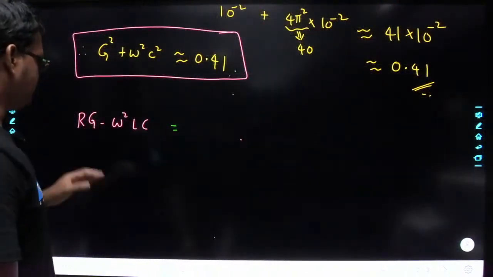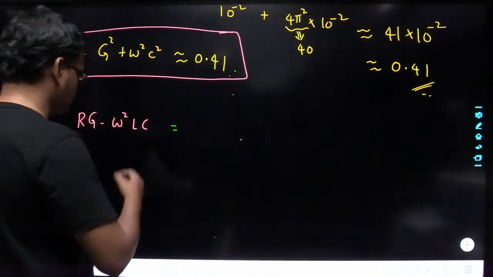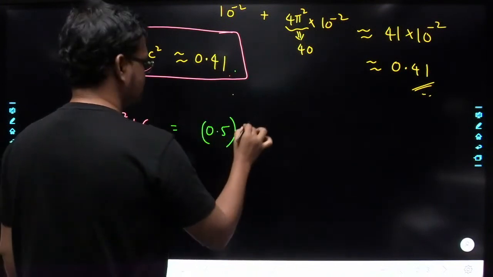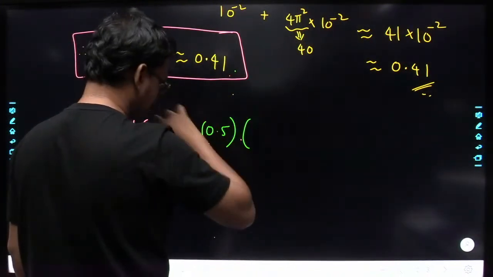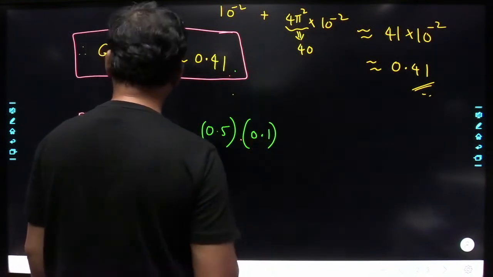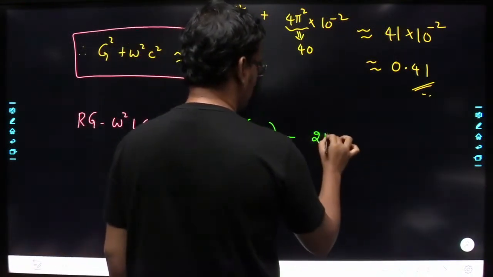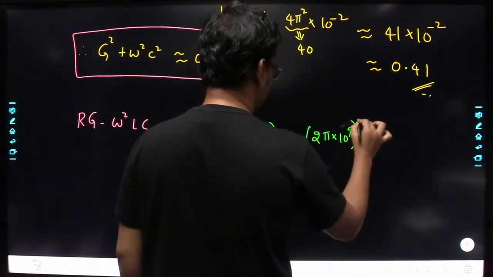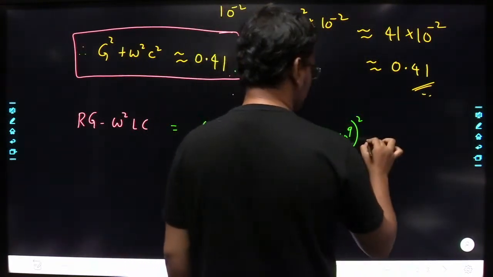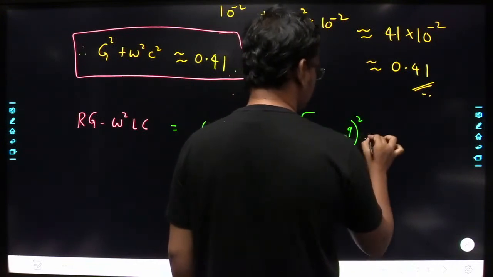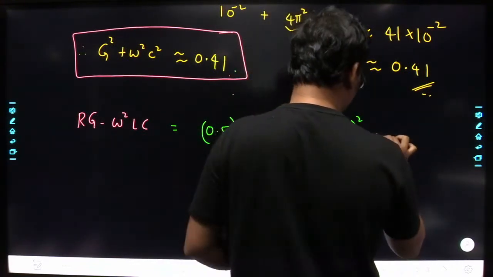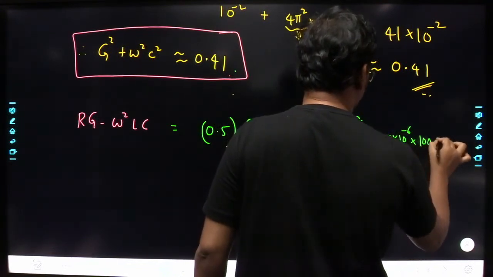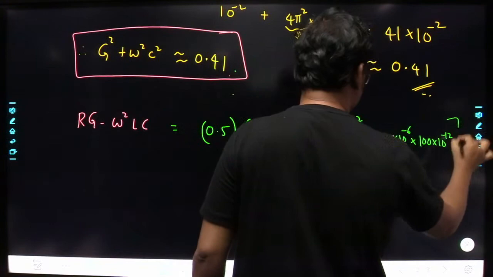So next, Rg minus omega square Lc. R is how much here? R is 0.5. Z is 0.1 minus omega, which is 2 pi 10 power 9, whole square, into L into C. L value is 0.2 microhenry. C value is 100 picofarad, 100 into 10 power minus 12.